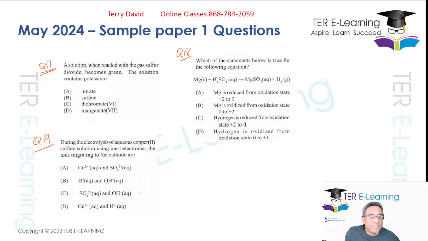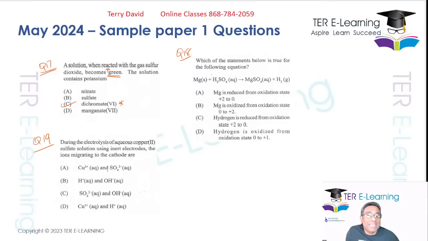For question 17, I've seen a lot of people saying the answer is C, the dichromate(VI). The fact that it became green is the hint. Potassium dichromate(VI) is an orange solution, and when it behaves as an oxidizing agent, it is reduced. In that reduction process, it changes from orange to green. So this green is hinting that it should be the dichromate ion.